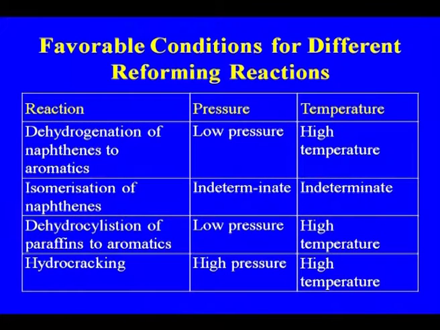I was telling you about the favorable conditions of the operating parameters. For dehydrogenation of the naphthenes to aromatics, low pressure and high temperature are required. High temperature means not more than 500 to 510; if you go beyond that, the other side reactions become more predominant and coke formation occurs. Isomerization of the naphthene, dehydrocyclization of the paraffins: low pressure, high temperature. Hydrocracking: high pressure and high temperature.